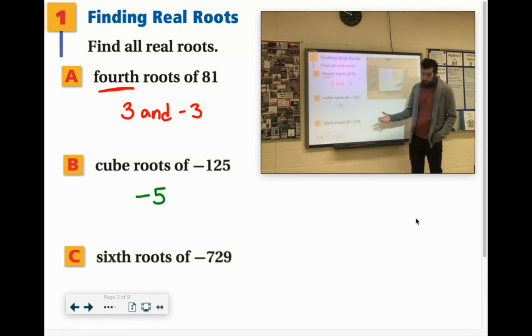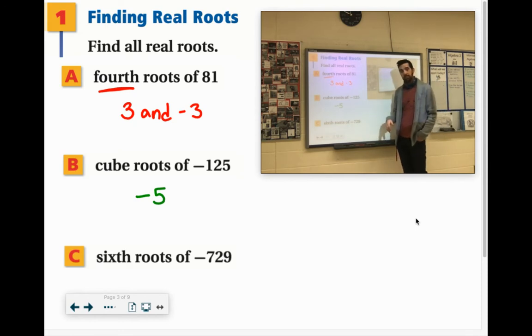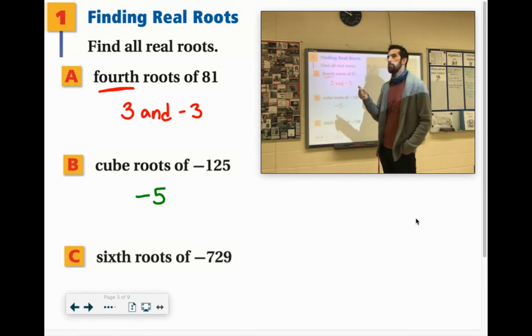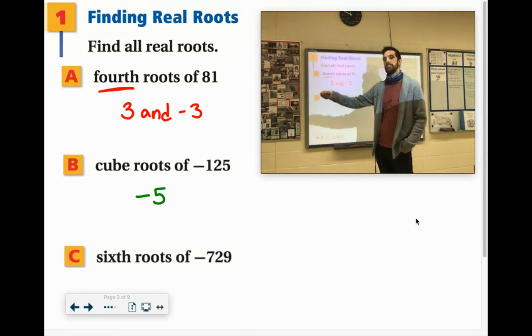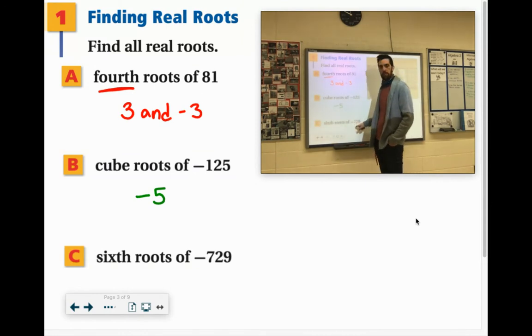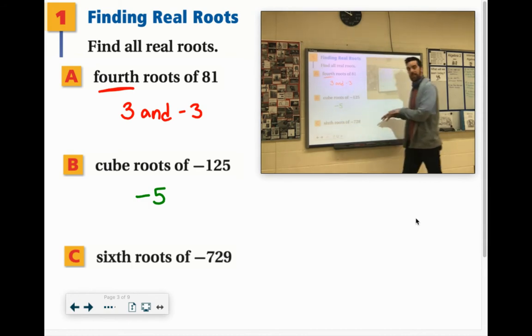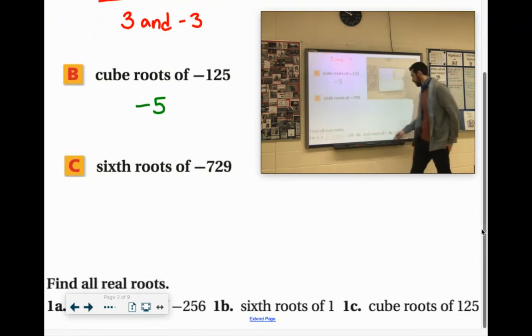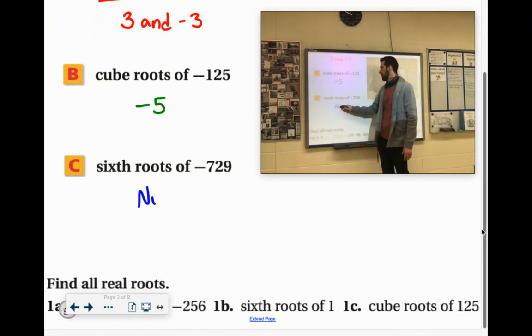And then the 6th roots of -729. Now remember, with 6th roots, we're looking for a positive and a negative version. But if you did a positive number times itself 6 times, could it ever come out to -729? No. And if I did a negative times itself 6 times, all those negatives would cancel each other out and it would come out positive. So you cannot take even roots of negative numbers. So we'll just say none.